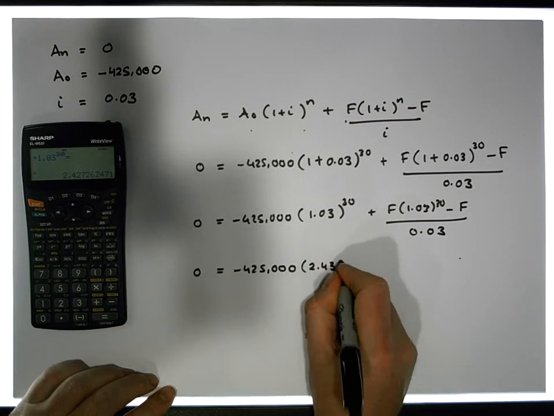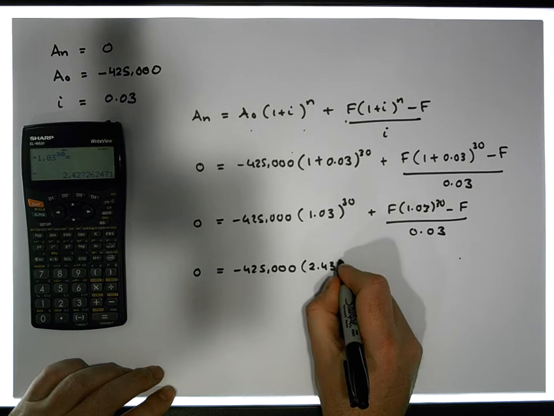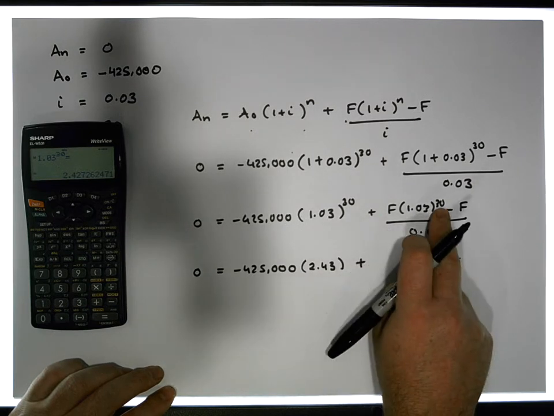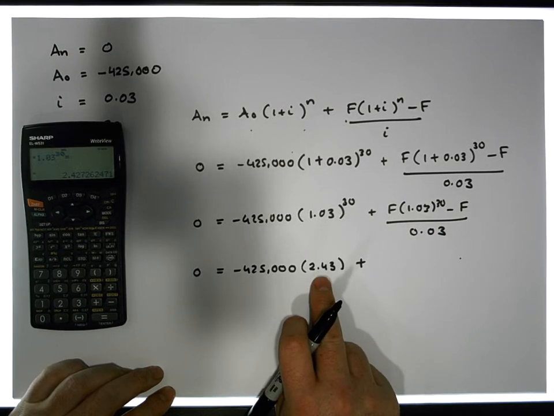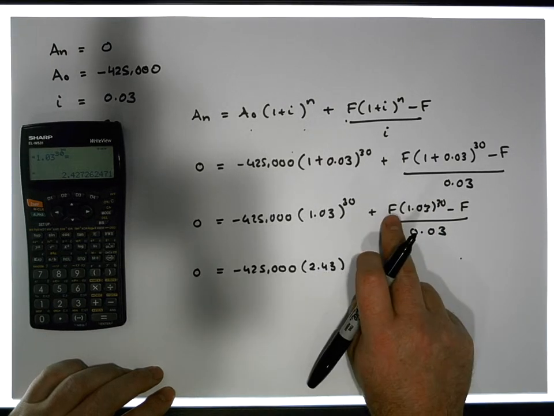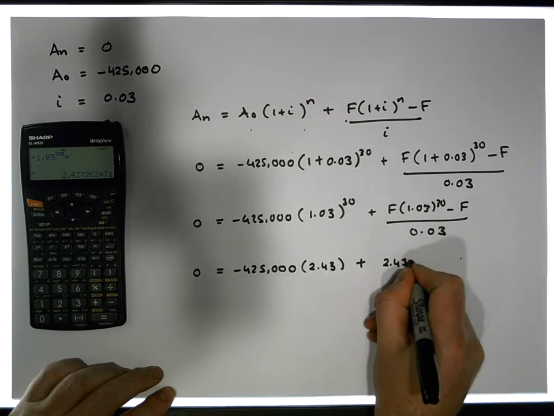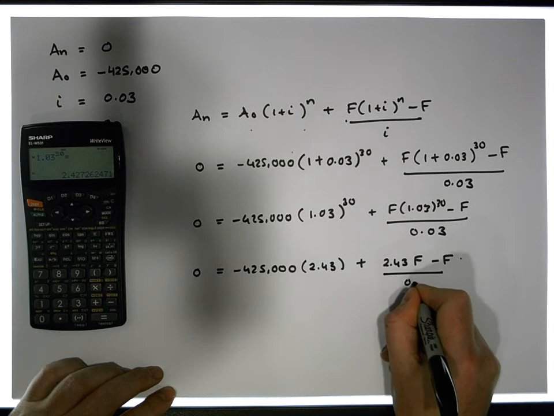Now this rounding here is going to have a big knock-on effect. It will have an effect and it will be noticeable. But for this exercise, let's just round to 2 decimal places. Plus, well, it's F times 1.03 raised to the 30. We've already calculated that to be 2.43. So that's F times 2.43, which is the same as 2.43 F. And then we need to take away an F and we need to divide by 0.03.